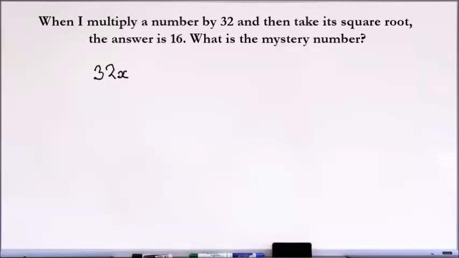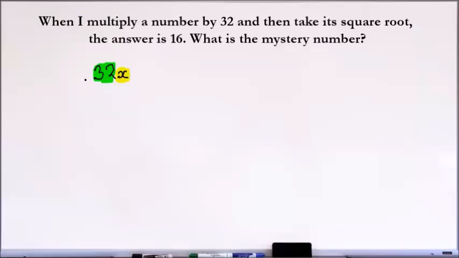Okay, so we go back again, and then we see this. When I multiply a number by 32, now this is the number x. You created this letter here, you decided to choose x. You can choose whatever you like, but it's preferable, and I will use x. When I multiply a number by 32, I'm multiplying this x by 32. I multiply an unknown number x by 32, and then take its square root.